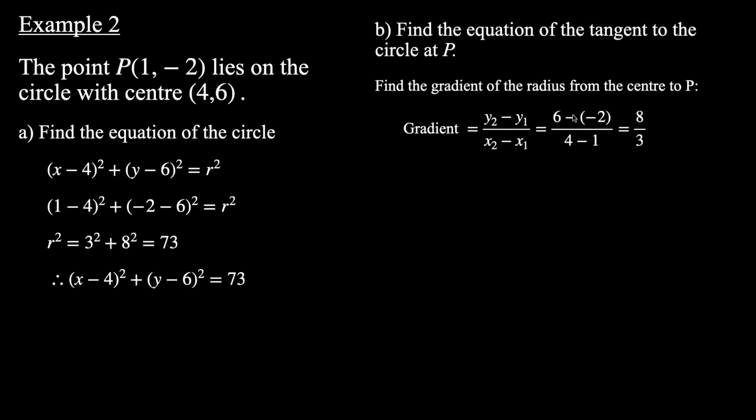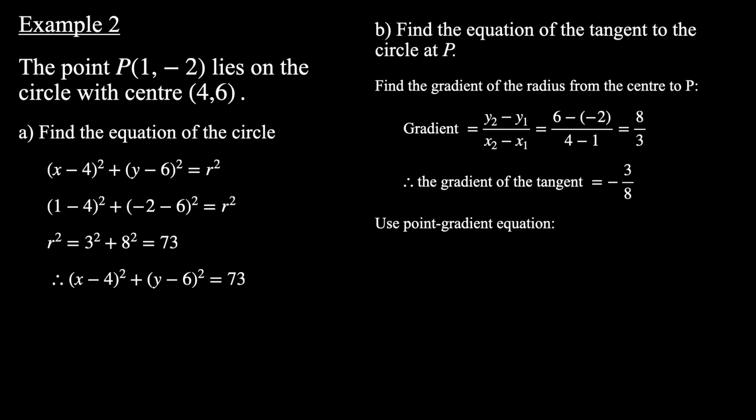This will be 6 subtract -2 over 4 subtract 1. So this is 6 plus 2, which is 8, and 4 take 1, which is 3. So the gradient of the radius, which is 90 degrees to the tangent, is 8 on 3. Can you tell me what the gradient of the tangent will be then? The negative reciprocal of 8 on 3 is -3 on 8. So the gradient of the tangent is -3 on 8.